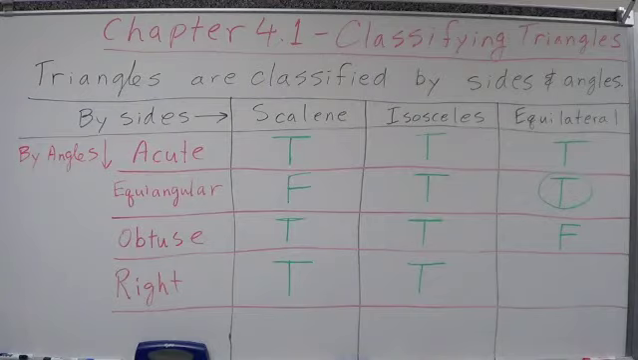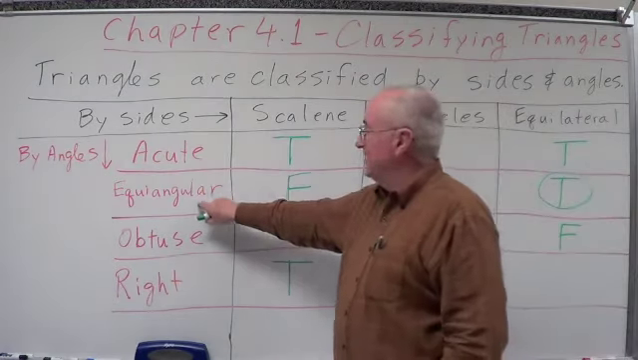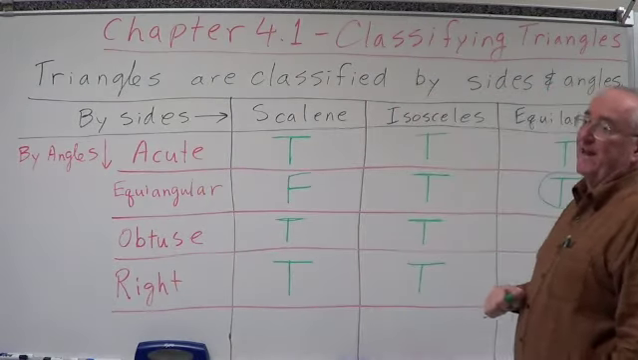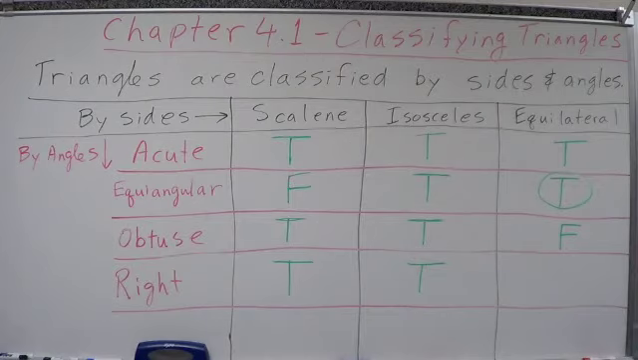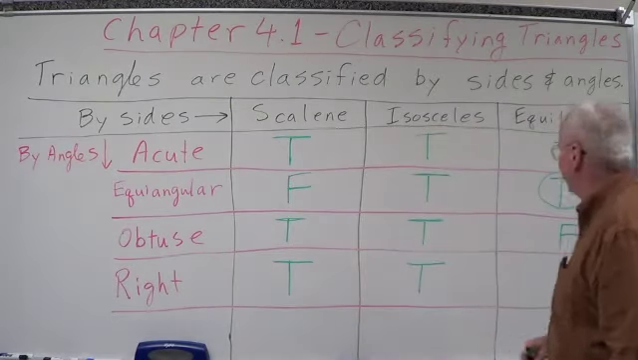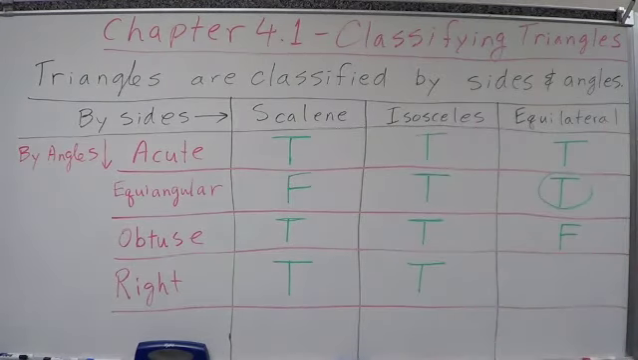Can a right triangle be equilateral? Think about that one. An equilateral triangle is equiangular. By definition, equiangular says all the angles are 60 degrees. A right triangle has to have at least what? Has to have one 90-degree angle. So this one is going to be false. Okay? So those are combinations.